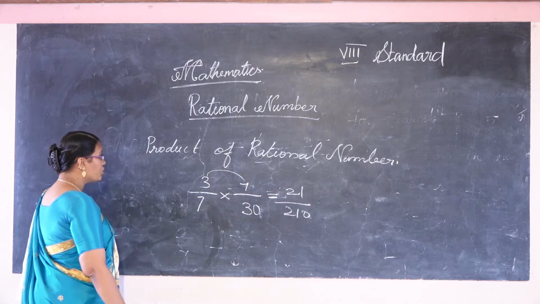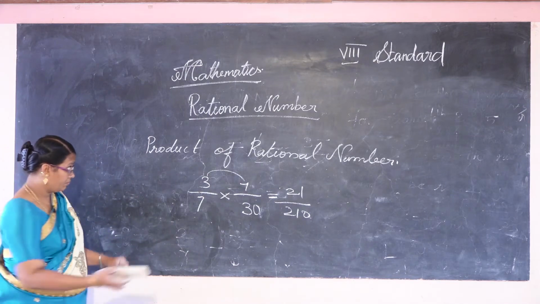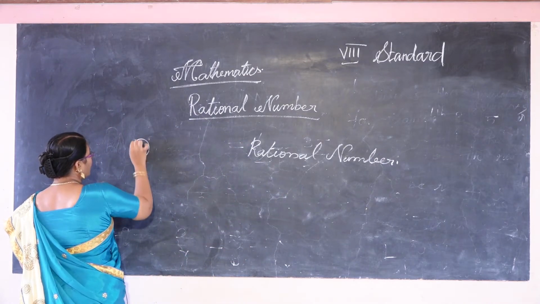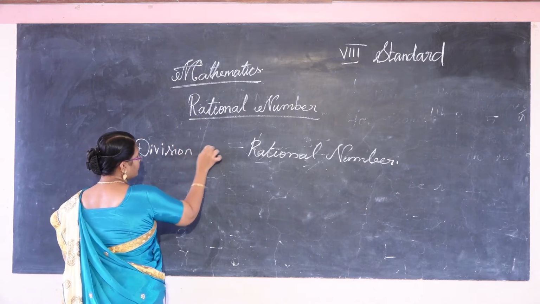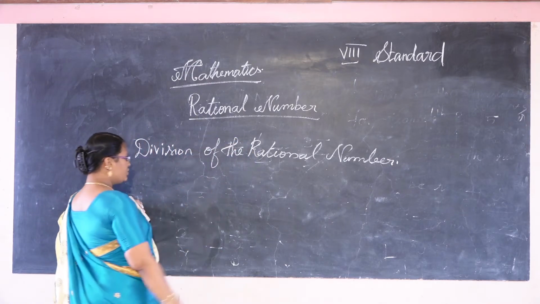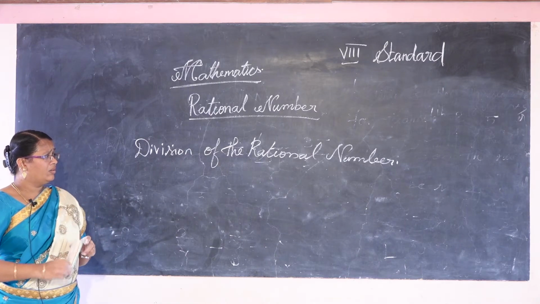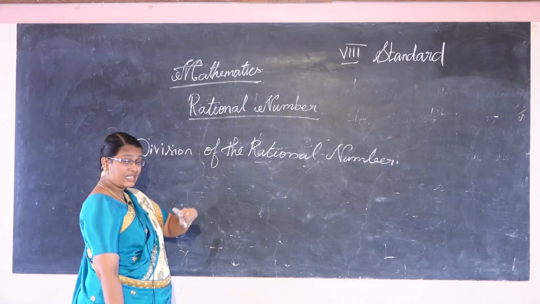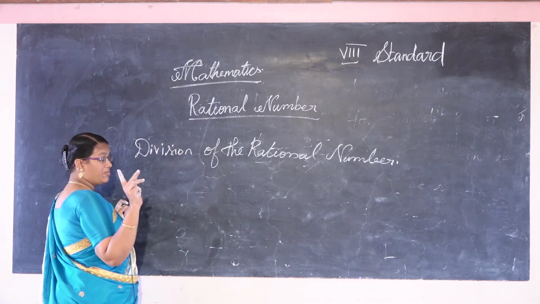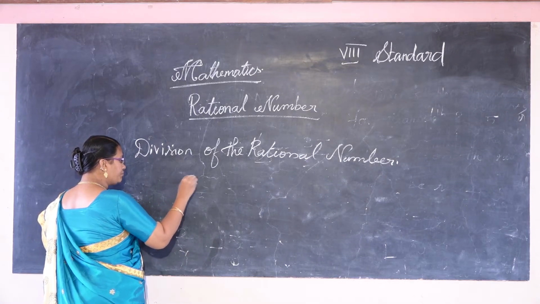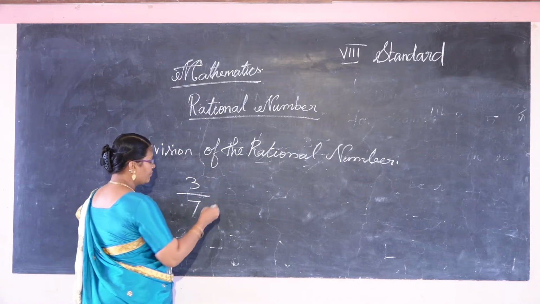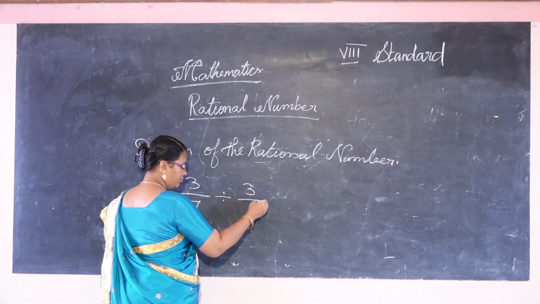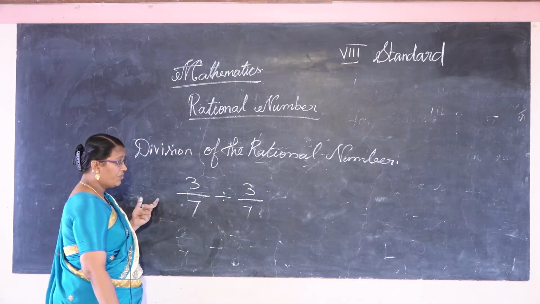The next concept is division of rational numbers. Division of rational numbers is a very important one. Most of the students make mistakes in this operation area, so everyone listen carefully. We have considered two rational numbers. First one, 3 by 7 divided by 3 by 7. What do we get?